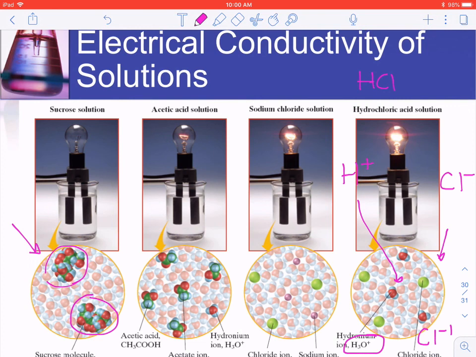As I said, we're going to try this in class. We have an apparatus very similar to this, where we can actually turn on some electricity and see if we can conduct a current using different solutions. So sit tight for that coming a little later in class.